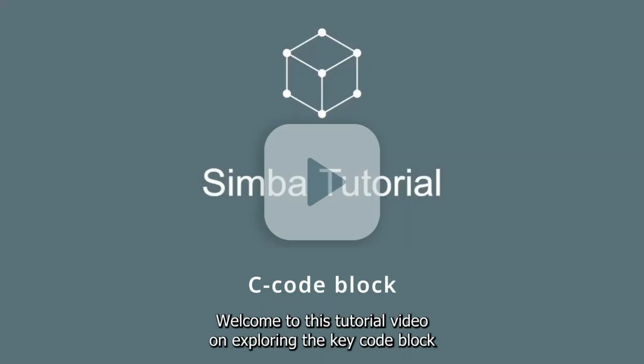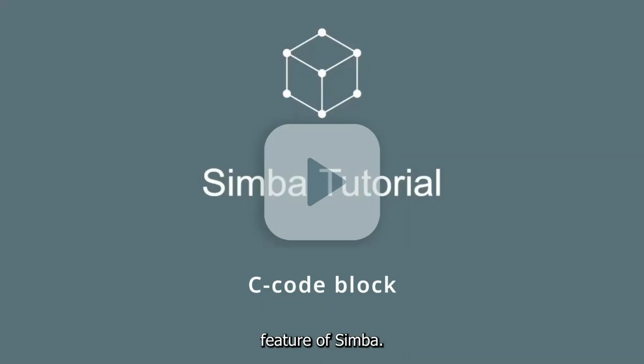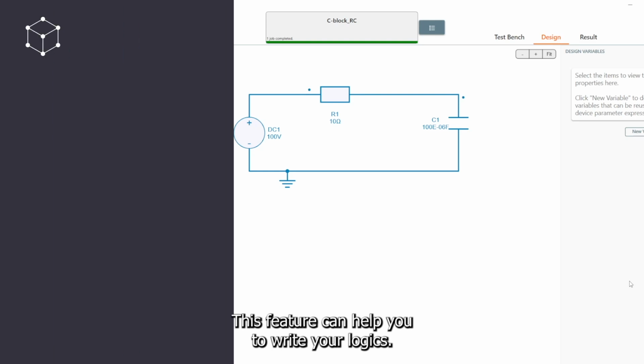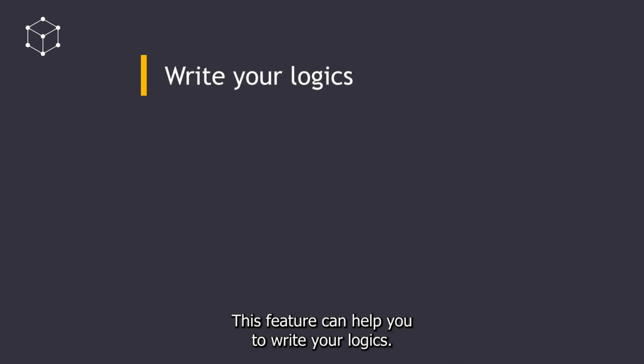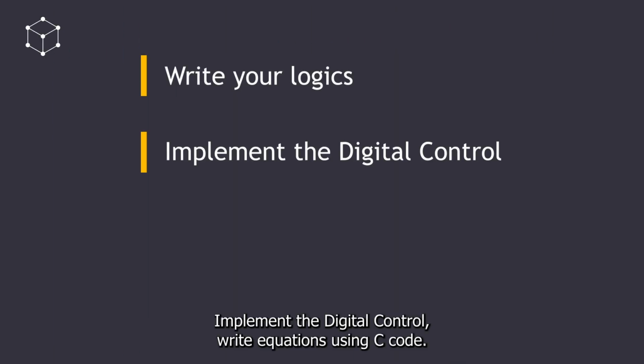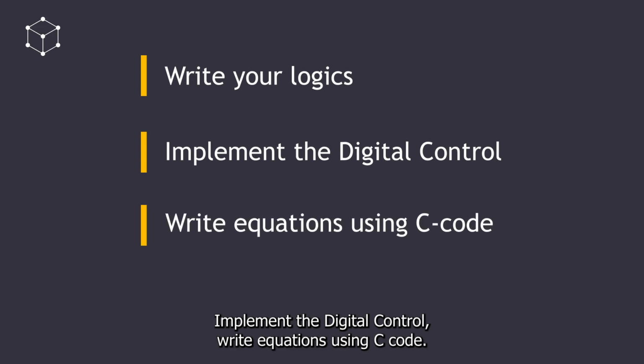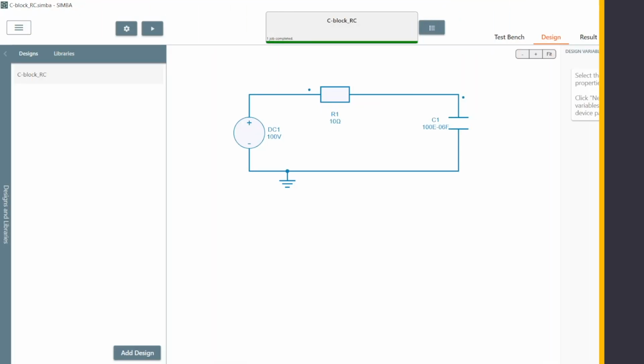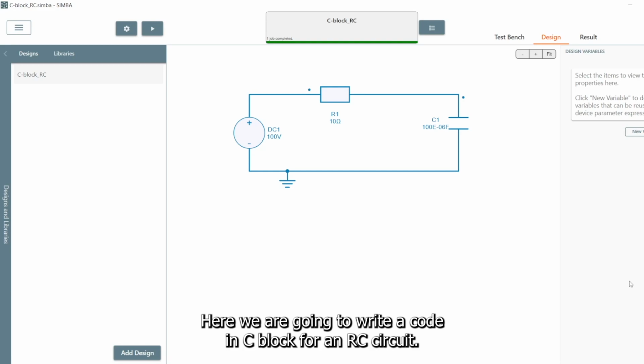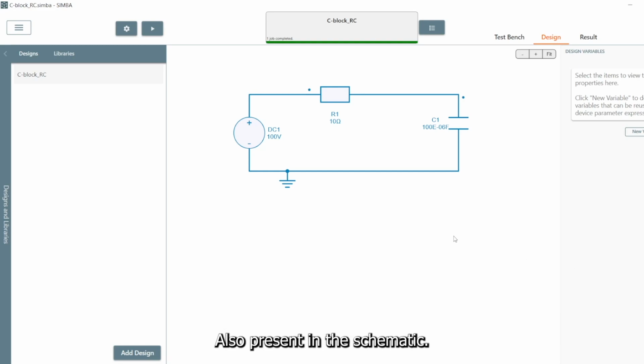Welcome to this tutorial video on exploring the C code block feature of Simba. This feature can help you to write your logic, implement digital control, and write equations using C code. Here, we are going to write code in a C block for an RC circuit also present in the schematic.